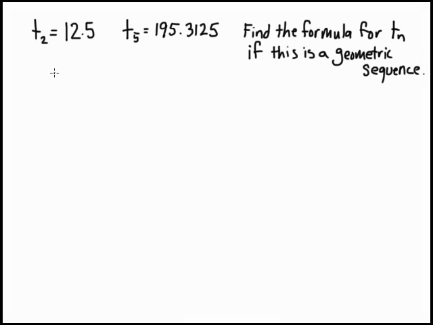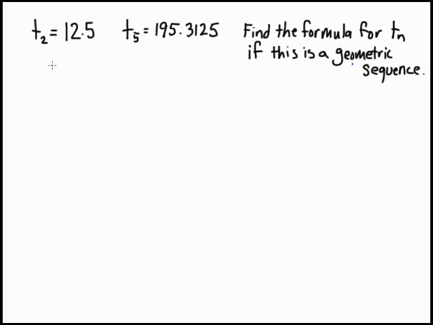Hey everybody, here is today's math tutorial. The question is, we've got two terms: term 2, which is 12.5, and term 5, which is, whoa, a decimal, 195.3125. The question says, find the formula for the general term Tn if this is a geometric sequence.